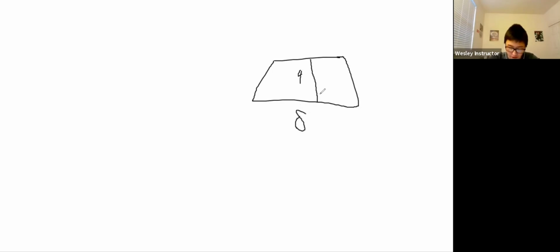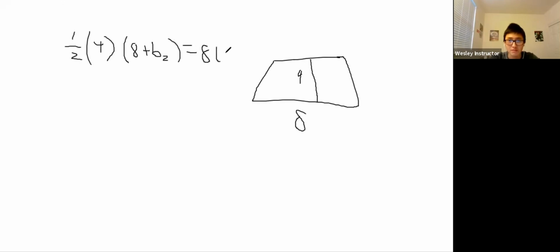One base of a trapezoid has length 8 inches, and the height of the trapezoid is 4 inches. If the trapezoid's area is 80 square inches, then what is the length of the other base? For this one, we need the area formula. One base is 8 inches, the height is 4, and the whole area is 80. So 1/2 times the height, 4, times the base plus the other base, we'll call it base 2, equals 80.